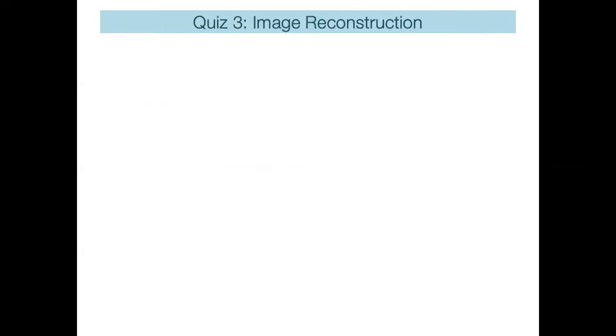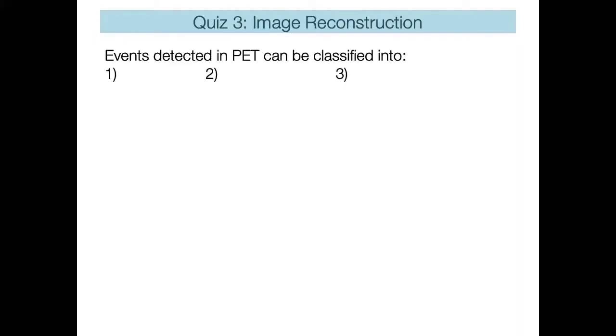So that brings me to quiz number 3. All right, this one is on image reconstruction. So events detected in PET can be classified into 3 types of events. What are they? Yes, trues, randoms, and scatter. Excellent, you are excellent.